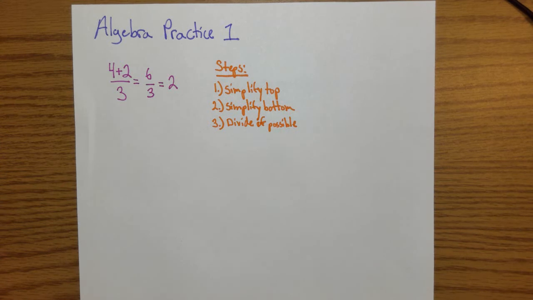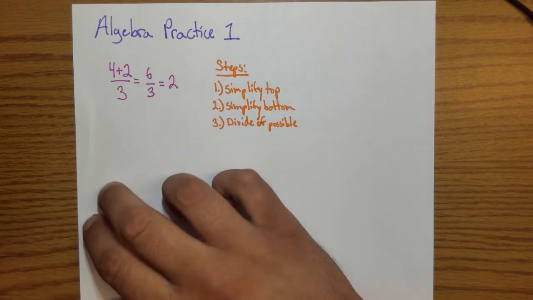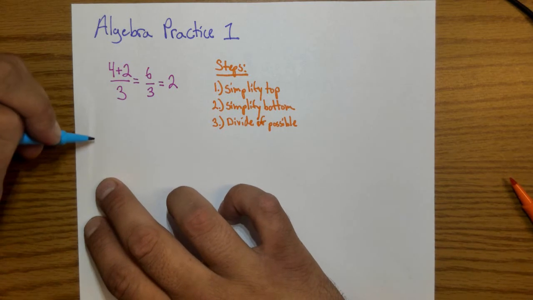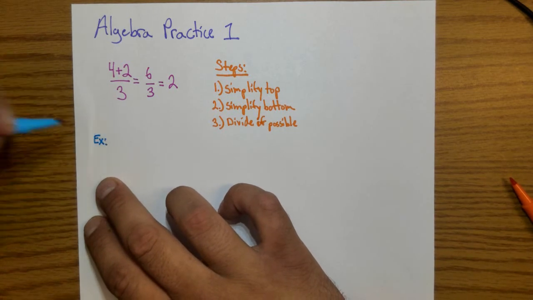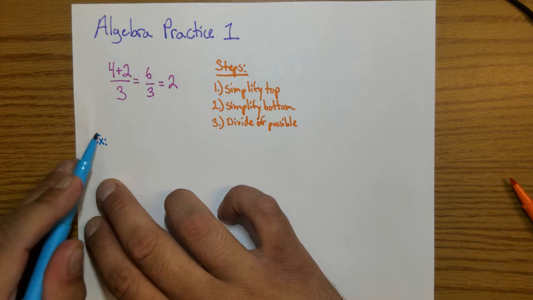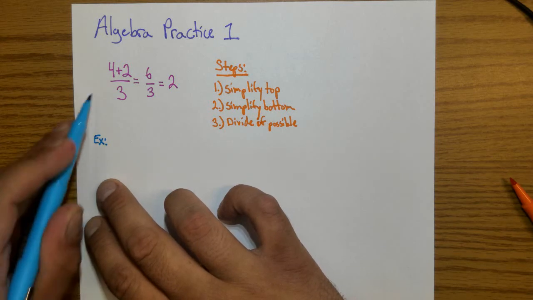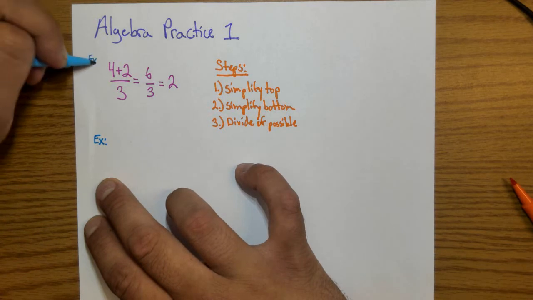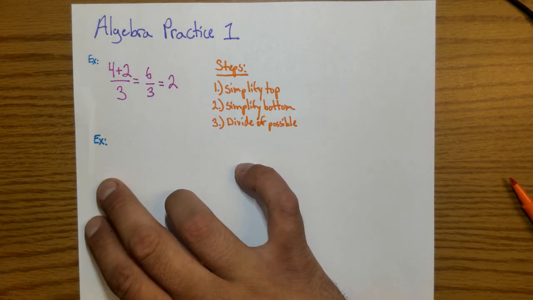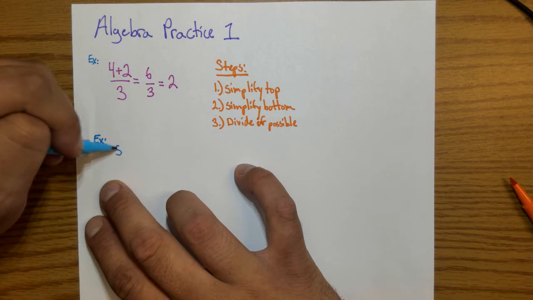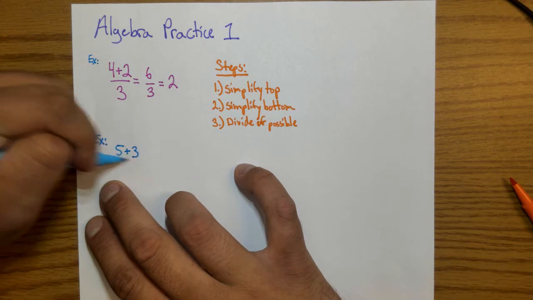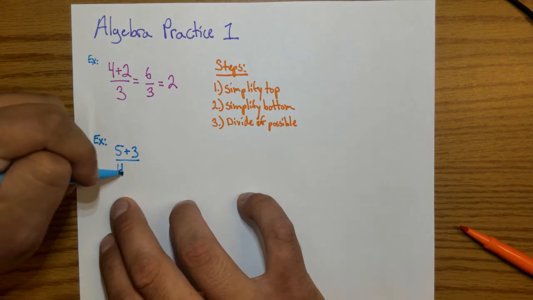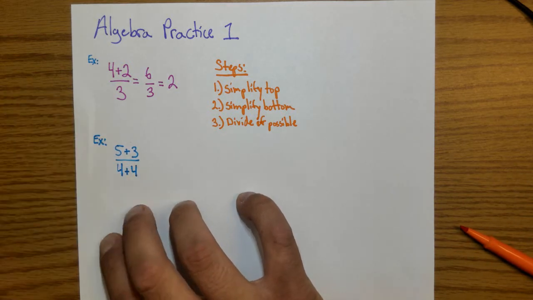Let's try something like, and I'm going to write an example on top of this. I should have really written example. I really should have written one on top of here too. I guess I can. But an example, let's see. 5 plus 3 over 8. No, I don't like over 8. Let's do 4 plus 4, so we get some practice simplifying the bottom as well.